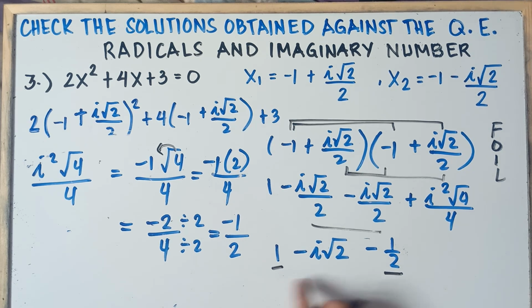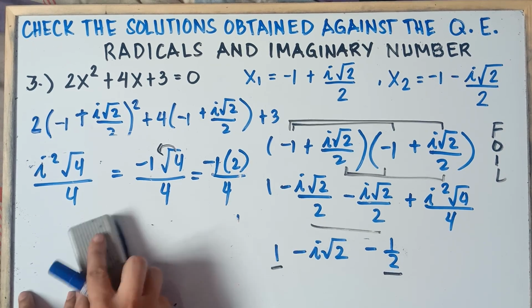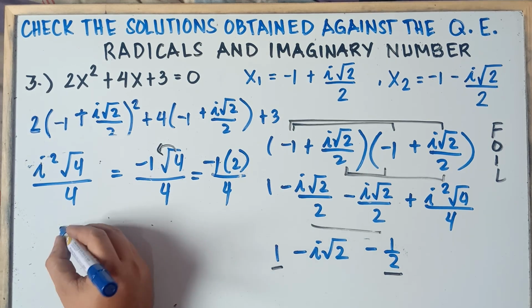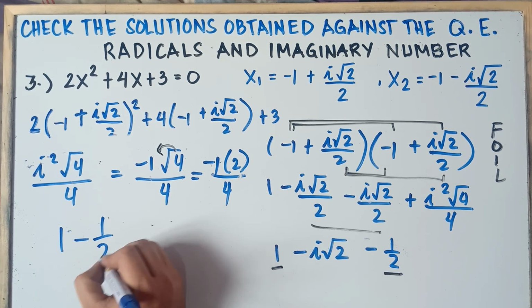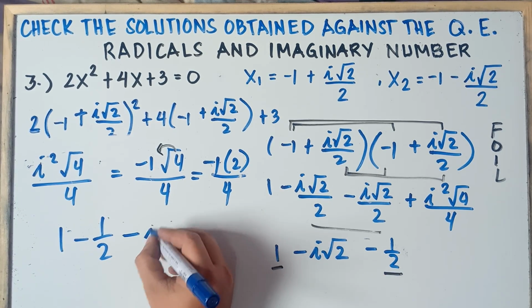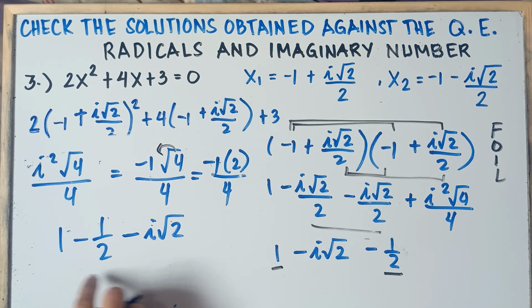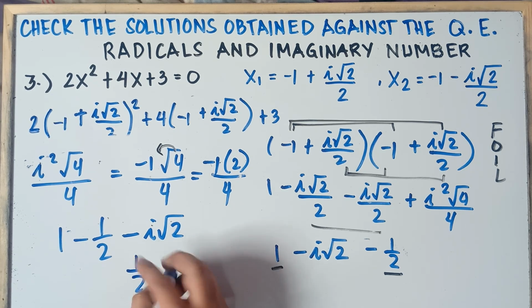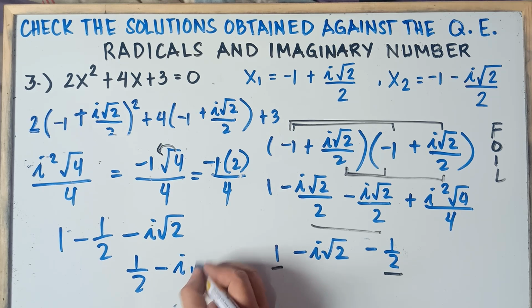Now, we can combine the whole numbers, together with this one, 1 and negative 1/2. So, let's arrange, class, for us not to be confused. 1 minus 1/2, copy negative i square root of 2. 1 minus 1/2, what's the answer, class? Of course, that's 1/2, right? Then, copy negative i square root of 2.